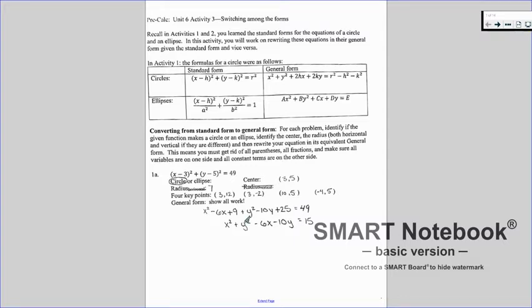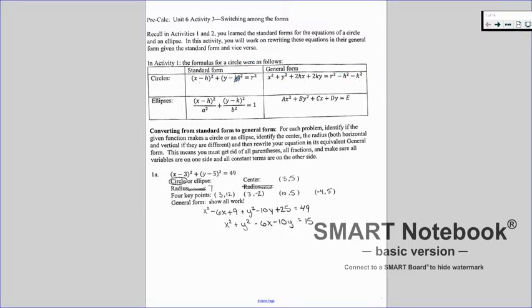From that standard form, we can quickly pick out the center of the circle and we can find the radius. And then for the ellipse, we can again quickly find the center of the ellipse and then the horizontal radius and the vertical radius. So notice what those standard forms look like. And then we're going to try to go to general form. We've actually done some of that already.